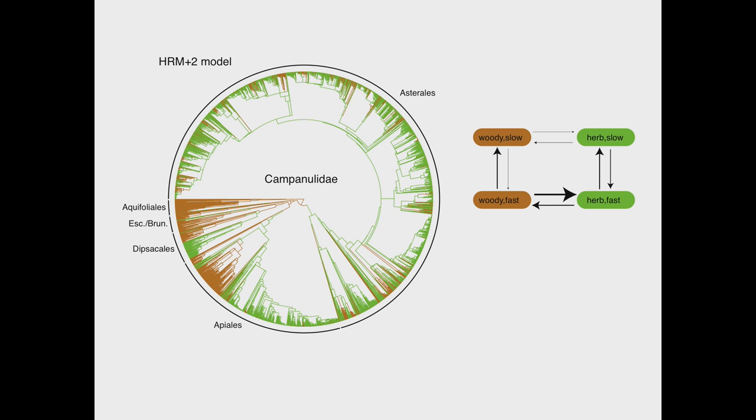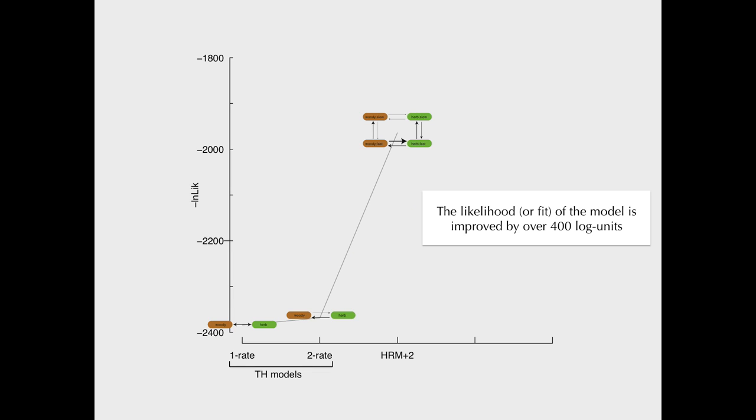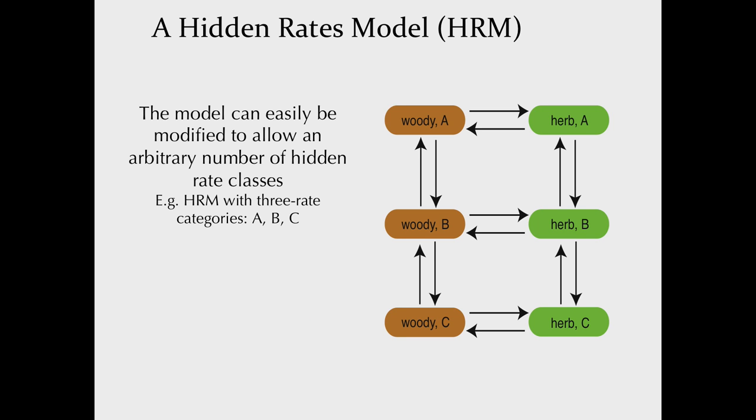And so now there's the two rates, now we can switch between fast and slow. Okay, this is another way of getting at the same sort of pattern as the threshold model. Okay. So does this fit better? Yes, very much so. Okay. So here's the improvement in log likelihood. From one rate to two rates, great. From two rates to the hidden rate model, much, much better. Okay. And of course you can keep adding more and more parameters.